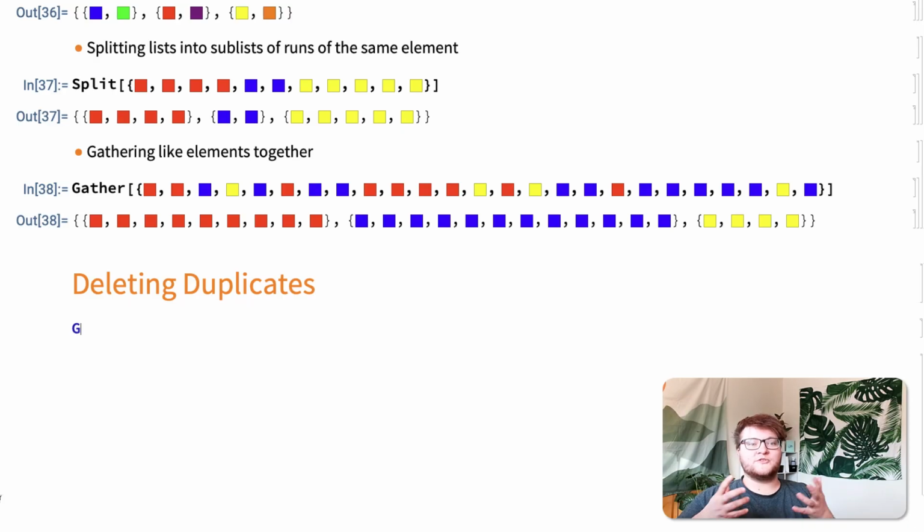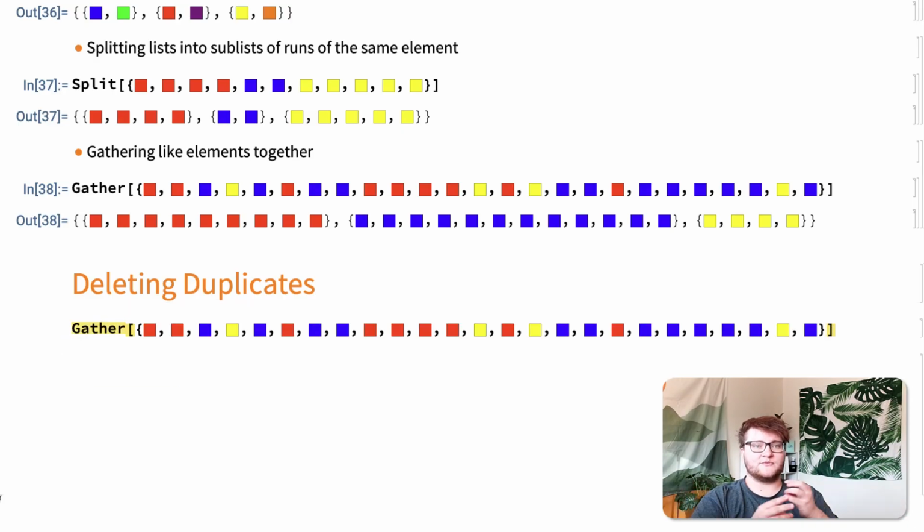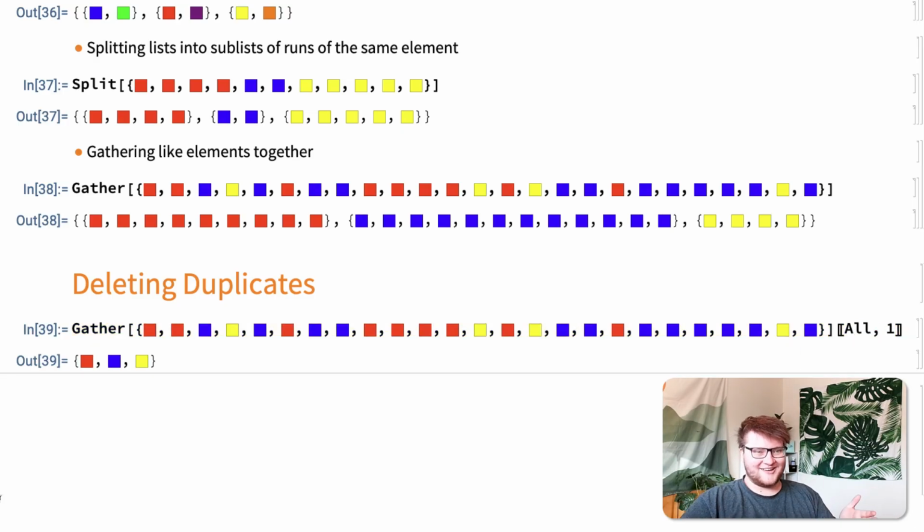So what if I wanted to delete all the duplicates in a list? We could do something complicated like using gather to gather all of my series together, and then I would have a list of reds, a list of blues, and a list of yellows, and then I could just get the first item in each of those lists. So now I have a red, a blue, and a yellow, and all of my duplicates have been deleted.